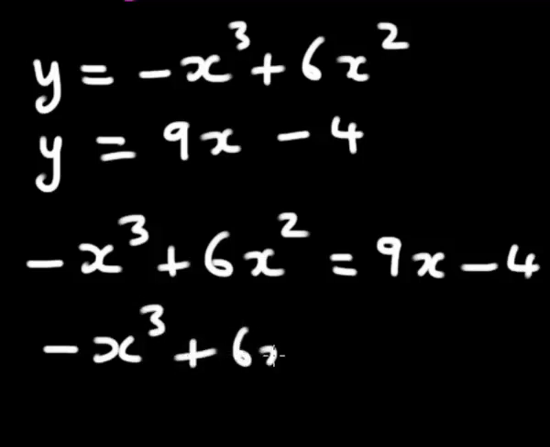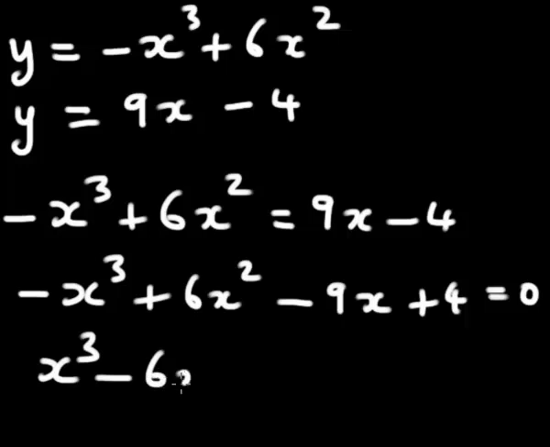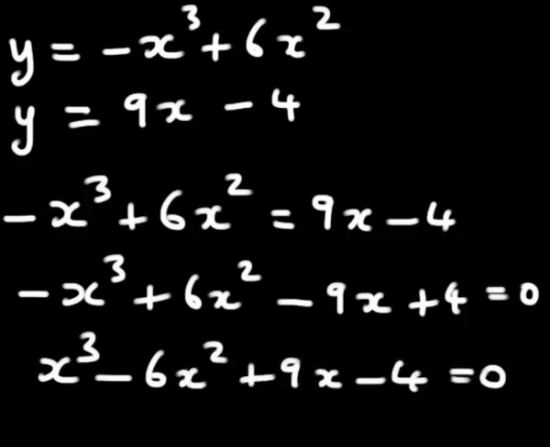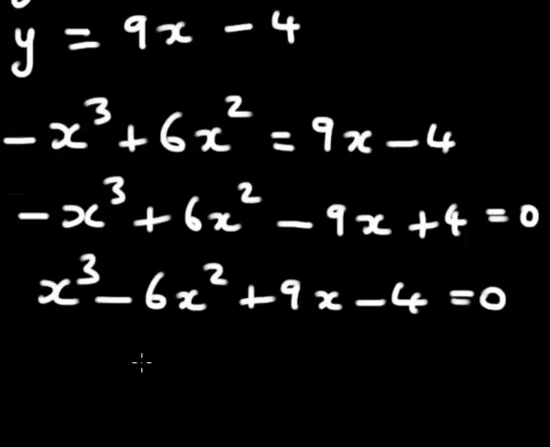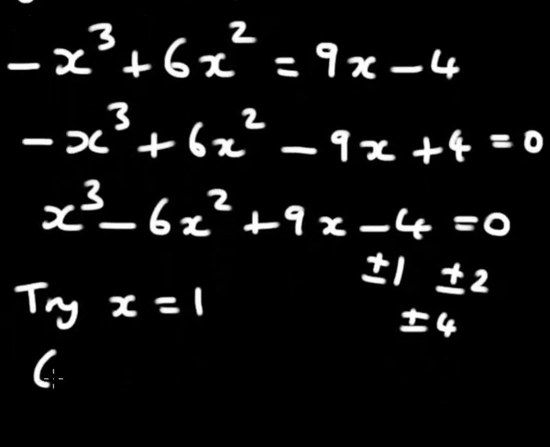I'm going to bring all of these across, so it's negative x cubed plus 6x squared minus 9x plus 4 is equal to 0, and let's multiply throughout by negative, just to make our life a little bit easier. Great. Now, what we can then do is test some values here. Some numbers that we can choose would be 1, 2, and 4, plus or minus versions, and I'm going to try x is equal to 1. Let's see if that gives us a solution.